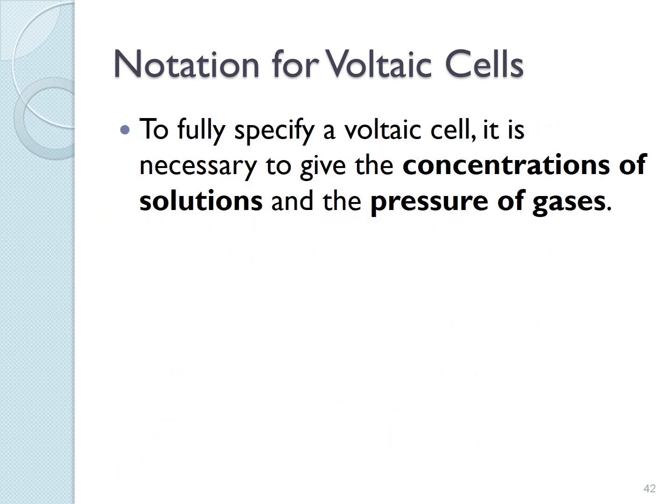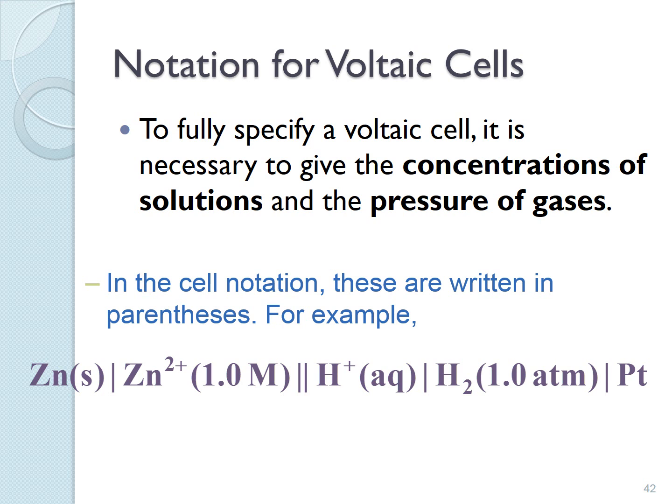So also, just to be a little bit more complete, to fully specify a voltaic cell, it's good to give the concentrations of solutions and the pressures of gases. So for example, here, if we have zinc being oxidized, we're telling you that it's 1 molar zinc ion, and we have the salt bridge. So we have zinc being oxidized, that's the anode on the left. The single line in between the solid and the solution, and then we have the double line indicating the salt bridge. Then the H plus aqueous solution in hydrogen at 1 atmosphere.